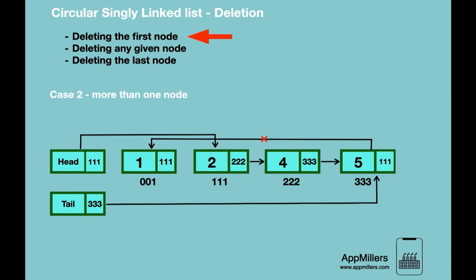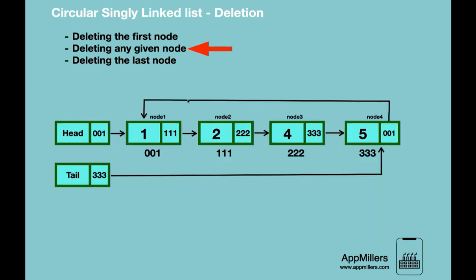So when we update the last node's reference, it creates a link between last node and here and deletes the link from last node to the first node. So the link is created over here. Now the first node over here becomes eligible for garbage collection. So the garbage collector comes and destroys this. So with this, deleting of a node from circular single linked list in which we have more than one node is complete.